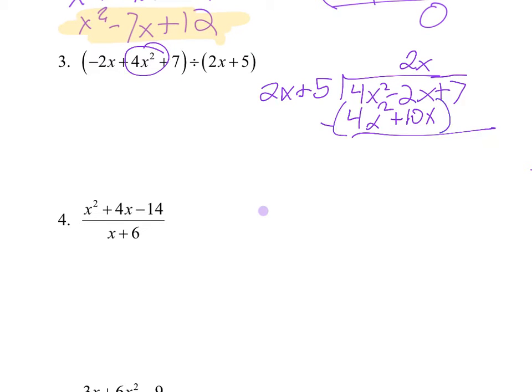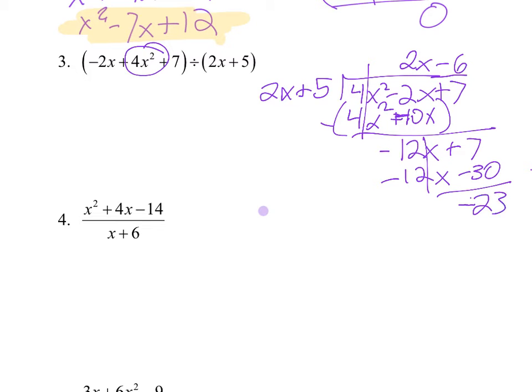2x times 5 is a plus 10x. But now remember, we're subtracting that. So though the 4x squareds go away, my x term turns into a minus 10. So it's a minus 12x. I bring down the 7. 2x needs a minus 6 to become negative 12x. Minus 6 times 5 is minus 30. The 12x's go away. 7 and negative 30 is negative 23.